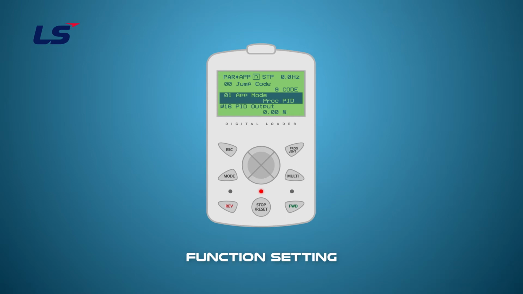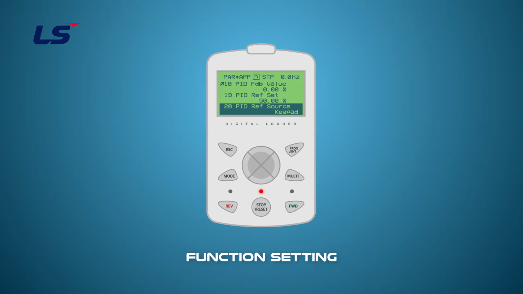Then, PID-related parameters appear and allow to be programmed. Then, go to APP19 and set the target value. In this example, we will set it to 50%. In APP20, you can select the target value setting method. In this example, we will set it as a keypad.